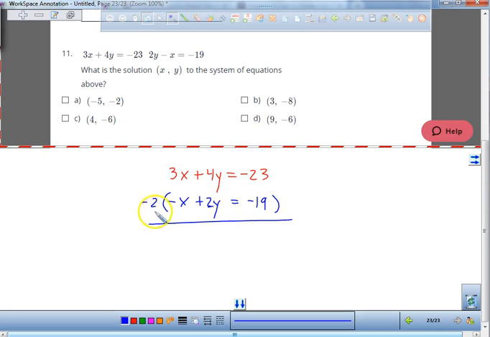Ready? Negative 2 times a negative x is a 2x. Negative 2 times 2y is a negative 4y. Negative 2 times a negative 19 is a positive 38. And I'm just going to write 3x plus 4y equals negative 23.